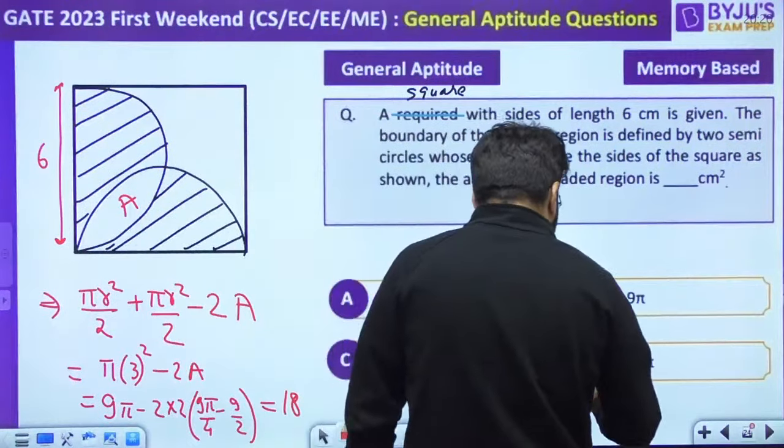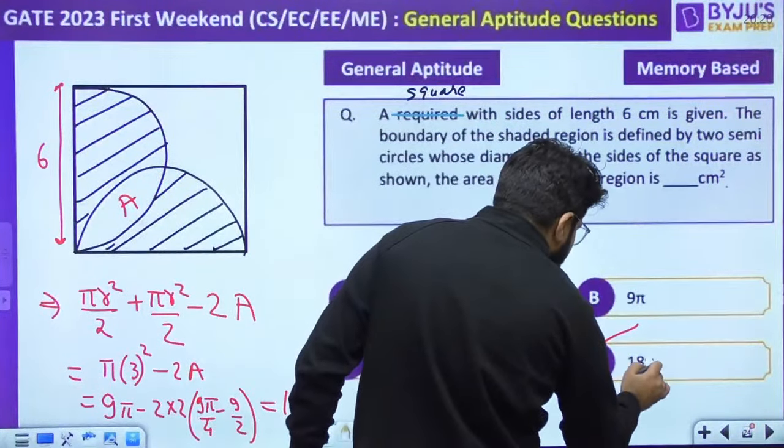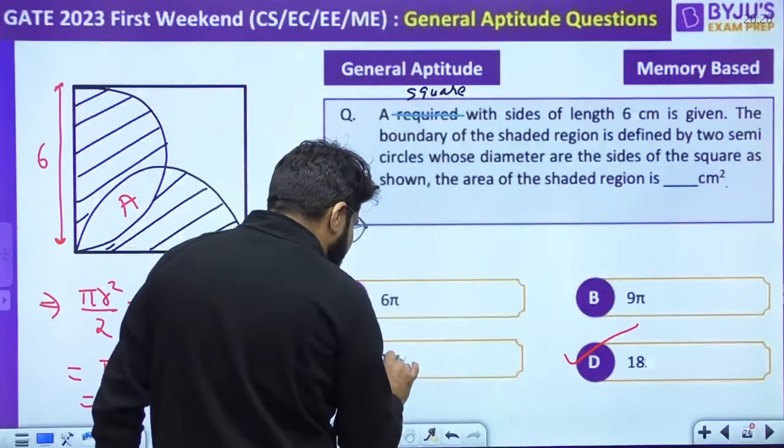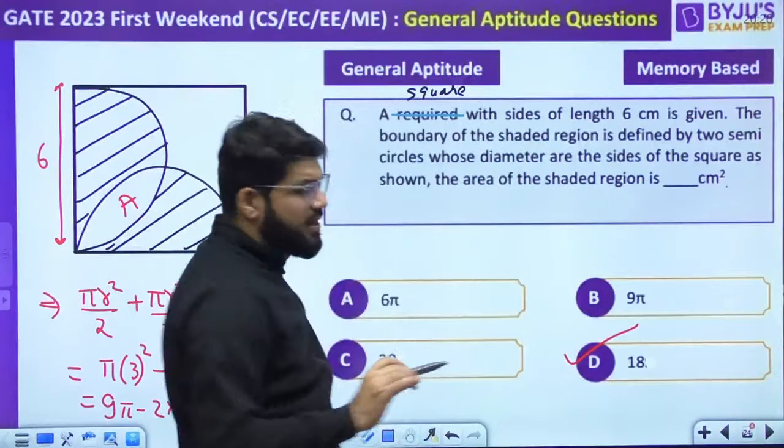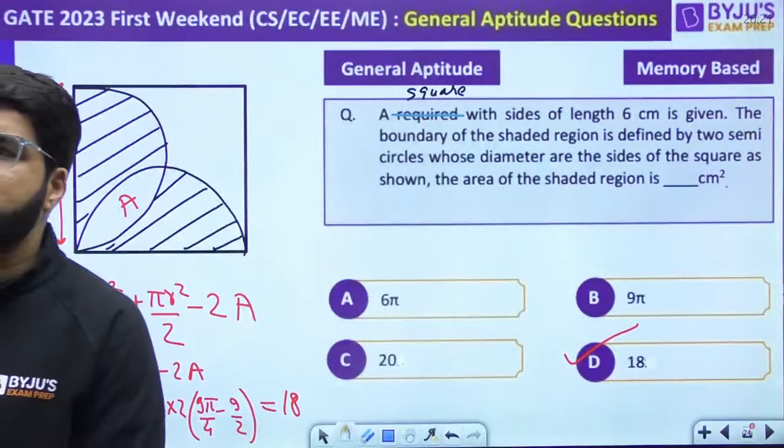Okay, the typo error, it is 18. It is not 18 pi. 100% the option was 18. It was 6 pi, 9 pi, 20 and 18. Even 20 pi was not the option. It is 18 pi, dear. It is a 18 pi, right?